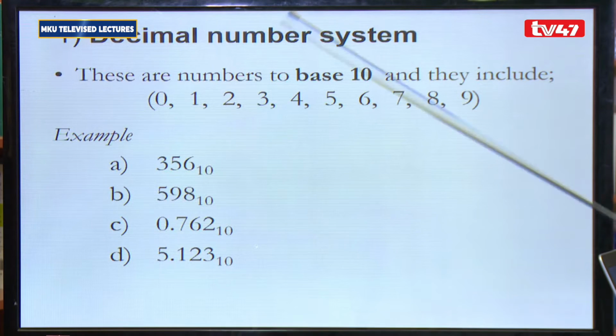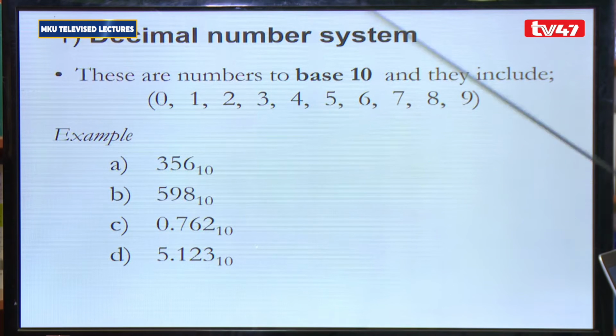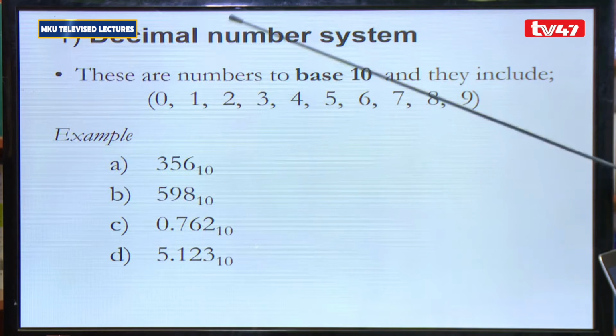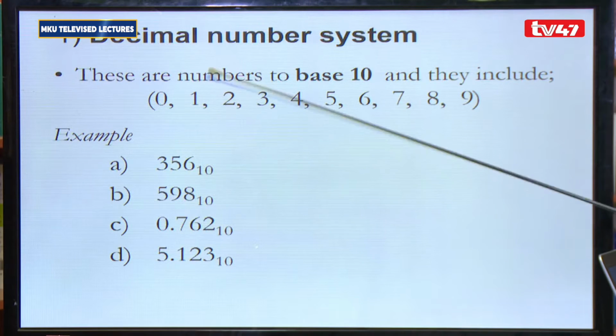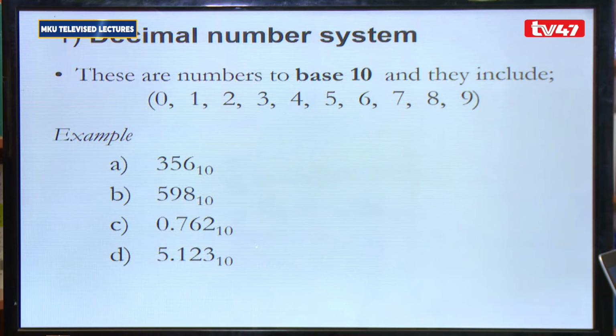Once you type a decimal number on the computer, let's say you type 4, the computer converts 4 into binary, which is the language of the computer. So later we are going to see how to convert these decimal numbers into binary numbers, that is zeros and ones, that computers use.